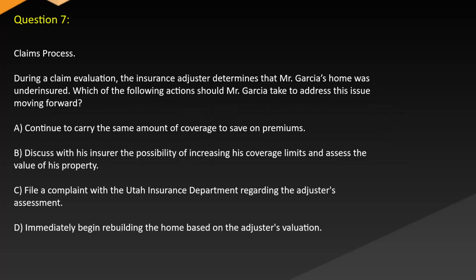Question 7. Claims process. During a claim evaluation, the insurance adjuster determines that Mr. Garcia's home was underinsured. Which of the following actions should Mr. Garcia take to address this issue moving forward? A. Continue to carry the same amount of coverage to save on premiums. B. Discuss with his insurer the possibility of increasing his coverage limits and assess the value of his property. C. File a complaint with the Utah Insurance Department regarding the adjuster's assessment. D. Immediately begin rebuilding the home based on the adjuster's valuation.